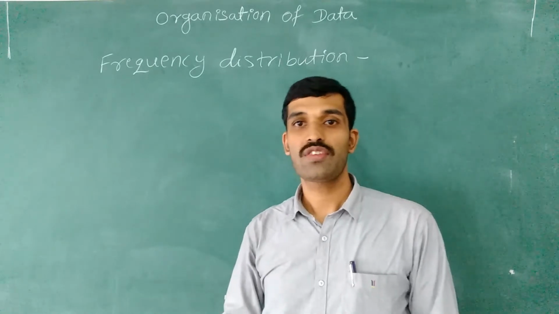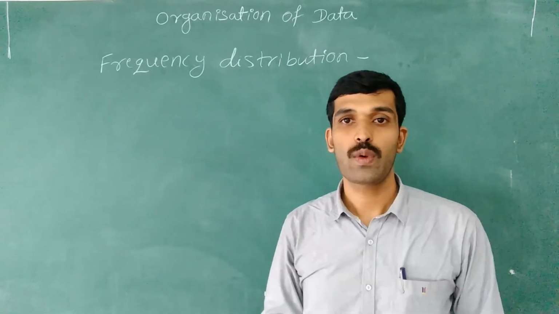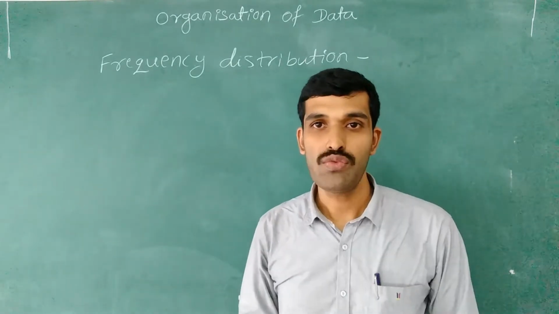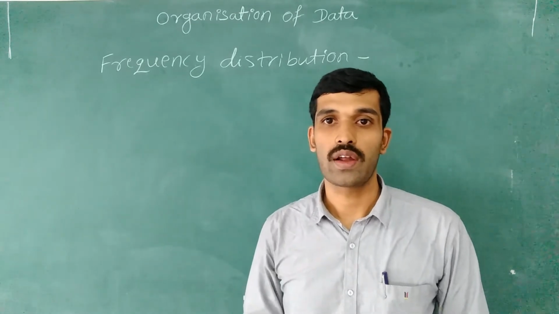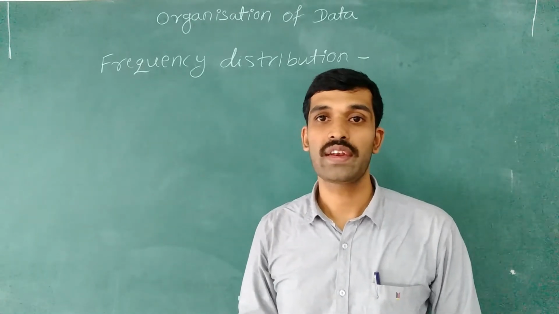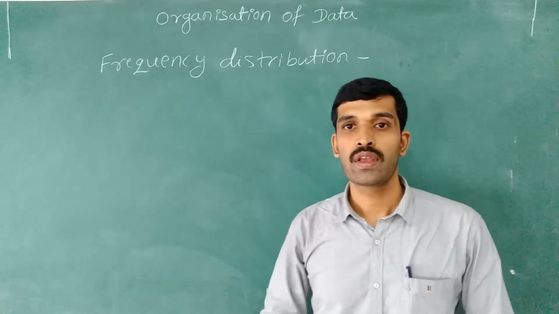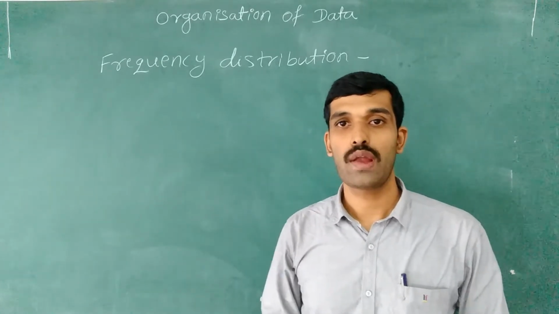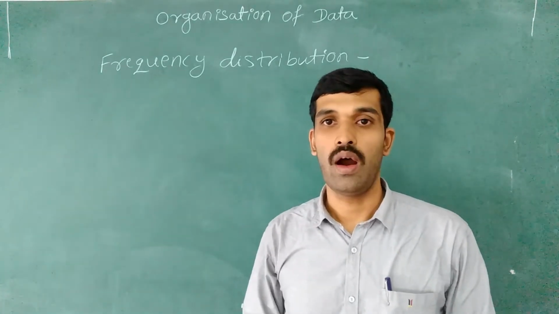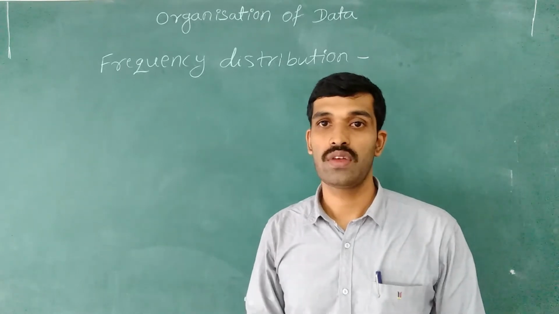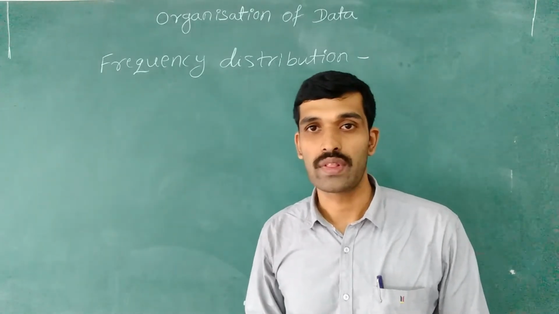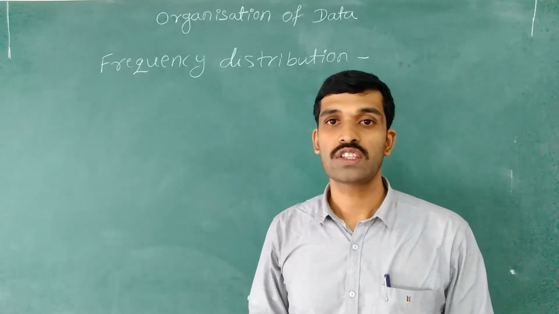Then, what is frequency distribution? Frequency distribution is a method of classifying the raw data of a quantitative variable, and it shows how different values of a variable are distributed in different classes along with their class frequencies.